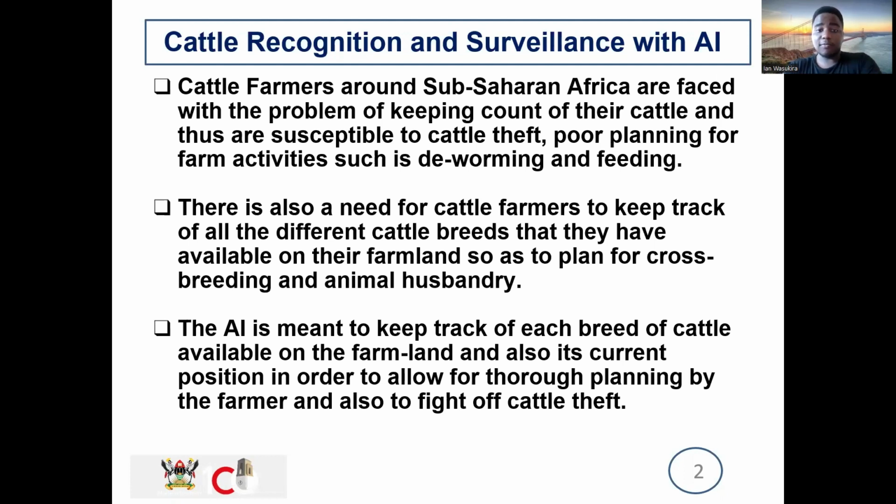Then there is also a need for cattle farmers to keep track of the different breeds of cattle that they have in order to plan for crossbreeding and animal husbandry. So this AI is meant to keep track of which breed of cattle are available on the farmland and also allow for thorough planning by the farmer and also fight off cattle theft.